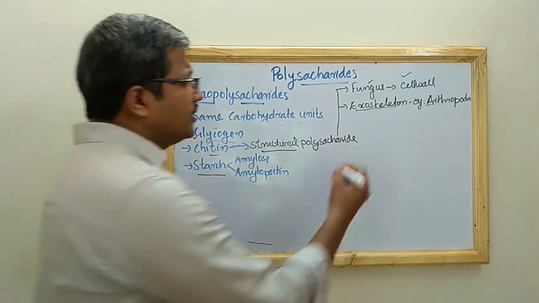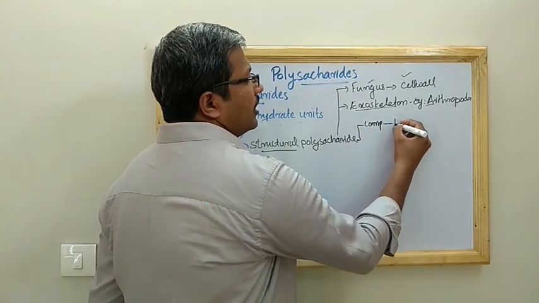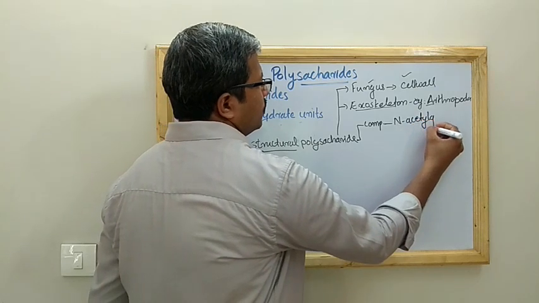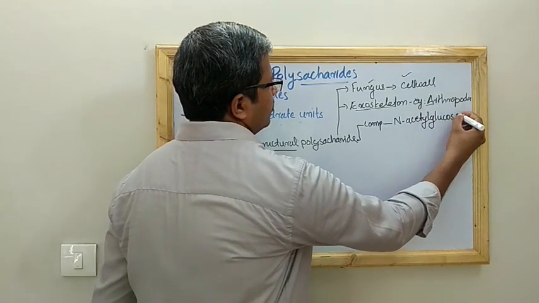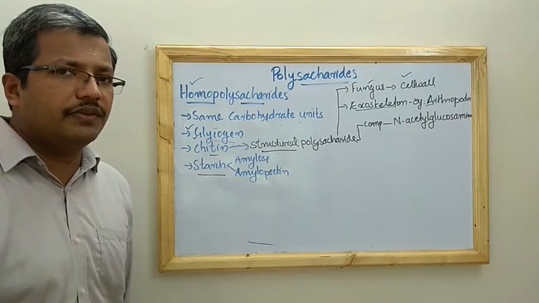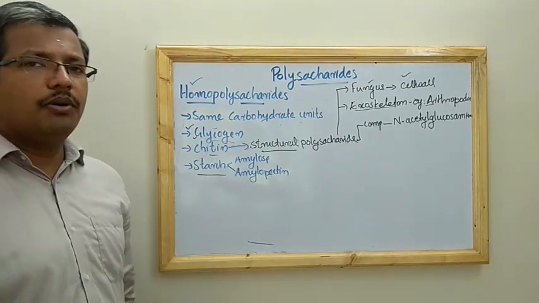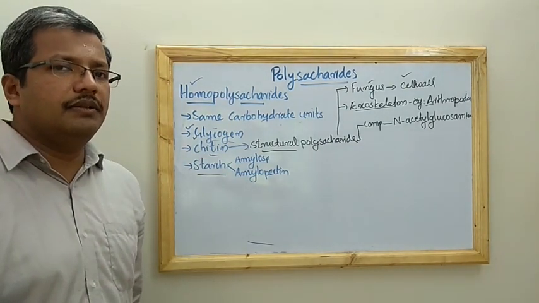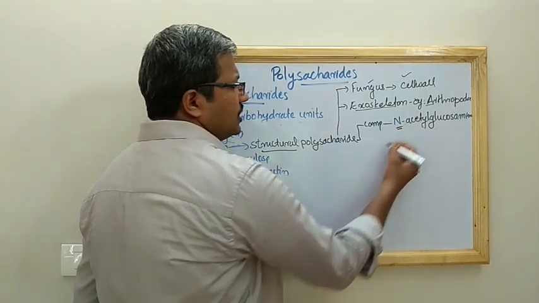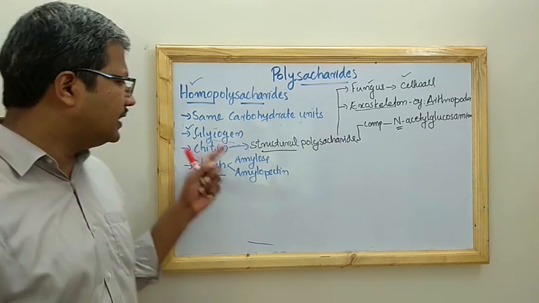So chitins are composed of N-acetyl glucosamine. So we have discussed it in case of the N-glycosidic bond. So N-acetyl glucosamine is the component of chitin, is homopolysaccharide. Okay, so now the question is how the N-acetyl glucosamine is linked to form the chitin.